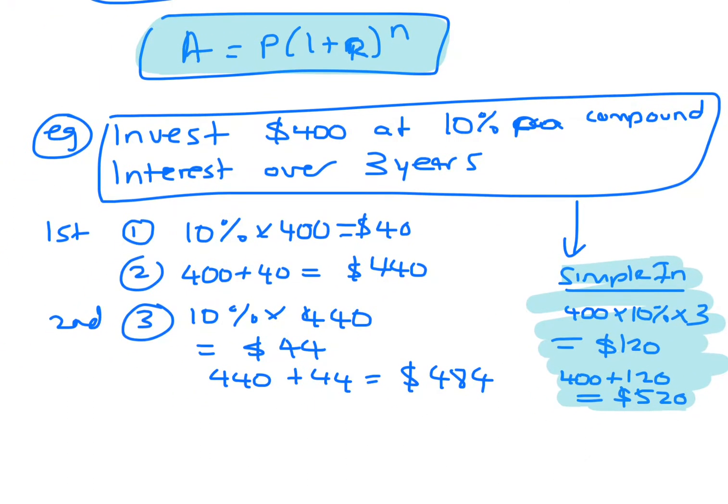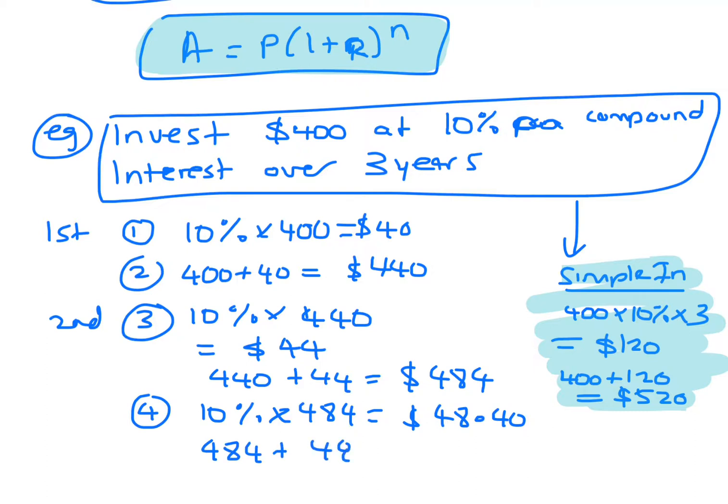Now I have to do the third year. So I go 10% times $484, and you end up with 48.40. Then you go 484 plus 48.40. Do you notice the interest is increasing each time? Let me highlight that interest for you. The interest started at 40, then it went to 44, and then it went to 48.4.